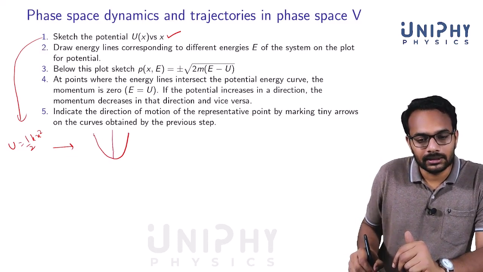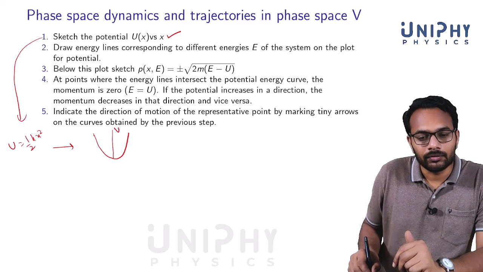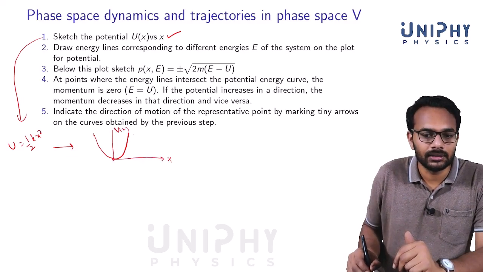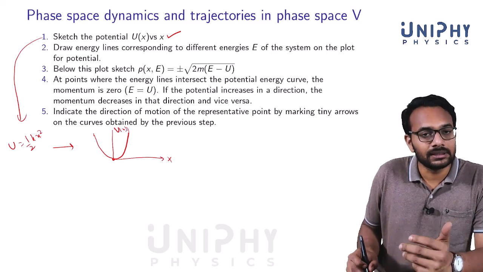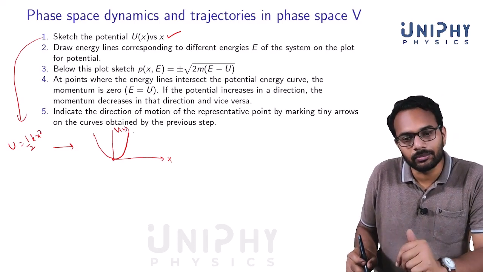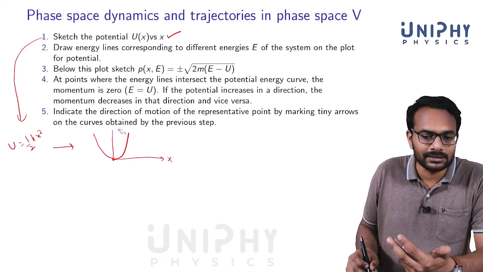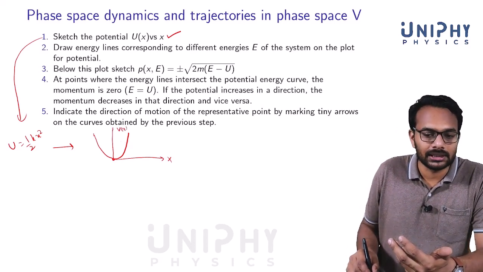So that is V of x versus x. This is the equilibrium point. We know that this is a parabola. If you don't know what shape the given potential is, then you have to take steps to plot the potential also. So let's imagine that we have plotted the potential.